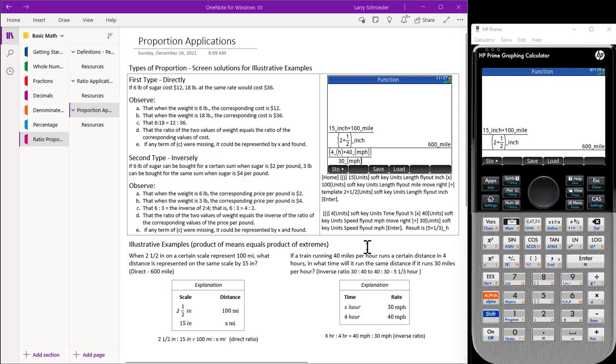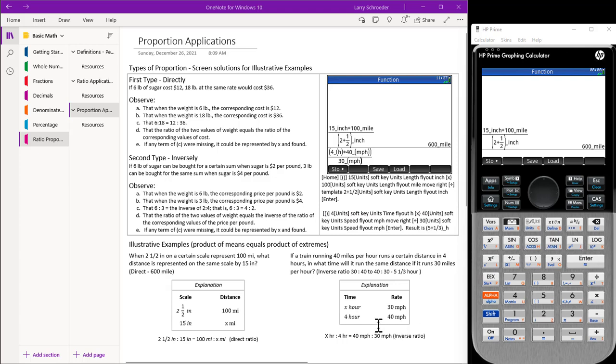Our last thing will be inversely. If a train running 40 miles per hour runs a certain distance in 4 hours, in what time will it run the same distance if it runs 30 miles per hour? For the inverse ratio, we have to take the 30 to 40 and switch it to 40 to 30. We organize the stuff in our chart. X hours is to 30 hours, as 4 hours is to 40 hours. Then we write down our ratio. X hours is to 4 hours, and then we turn this one around as 40 miles per hour is to 30 miles per hour with the inverse ratio.